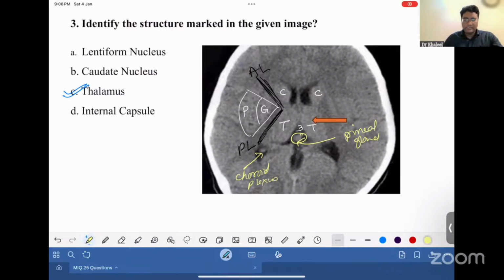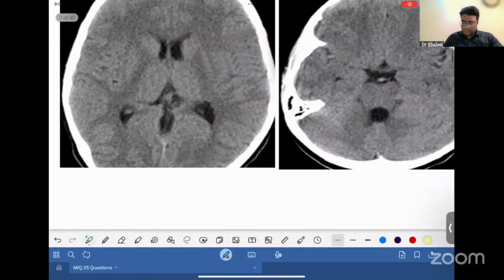So these are the different parts of the basal ganglia that you should remember. Identify these structures one last time. What is A? What is B, C, D, E, F, G, H? If I ask you which is the site of hypertensive bleed, remember the most common site of hypertensive bleed is putamen. So you have to identify the putamen.